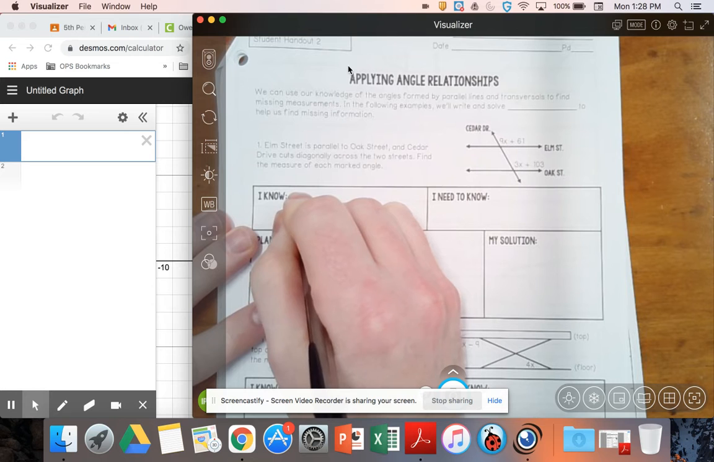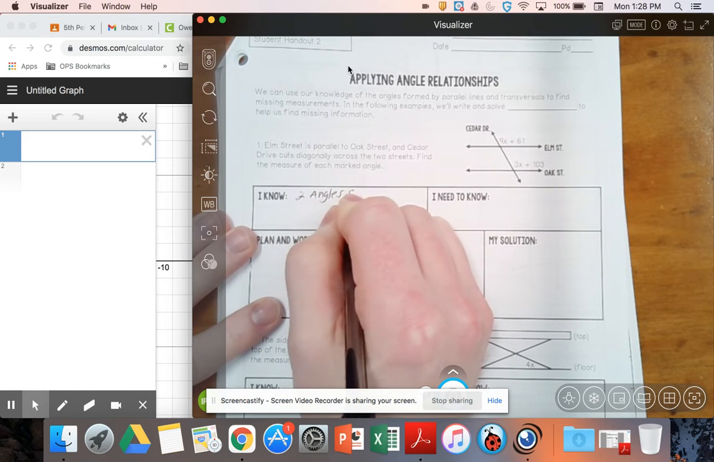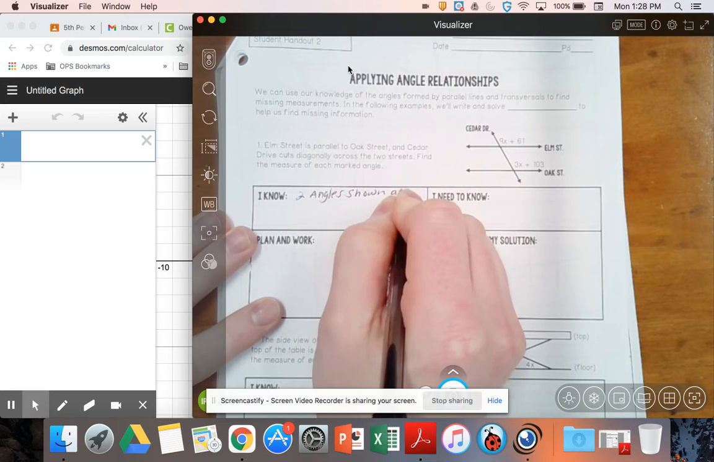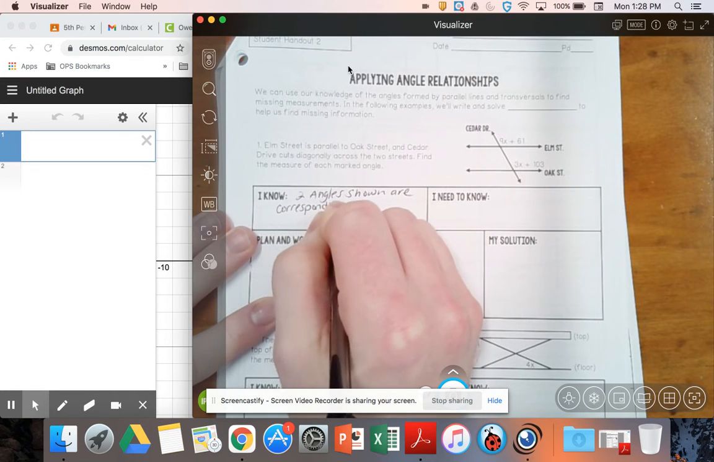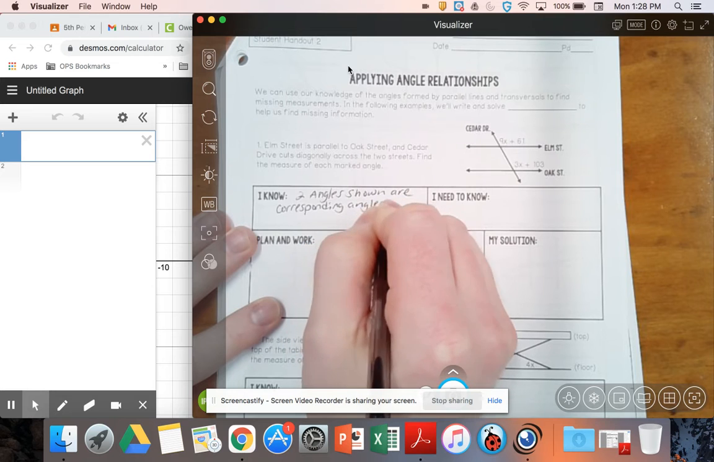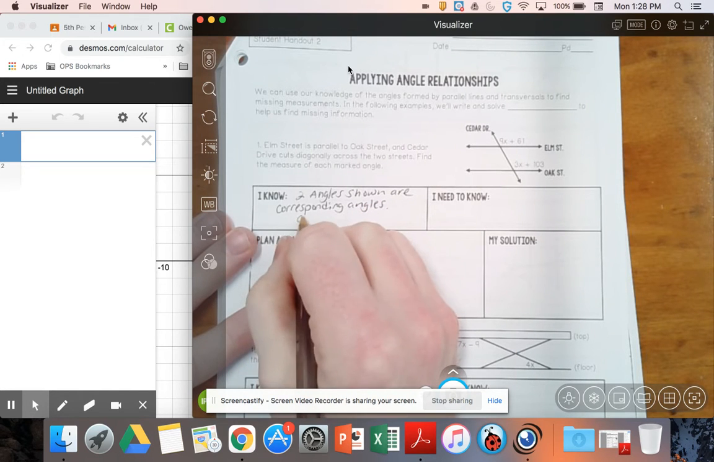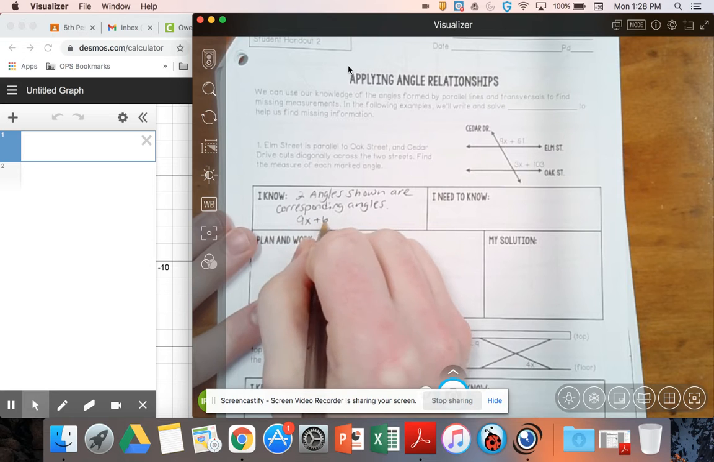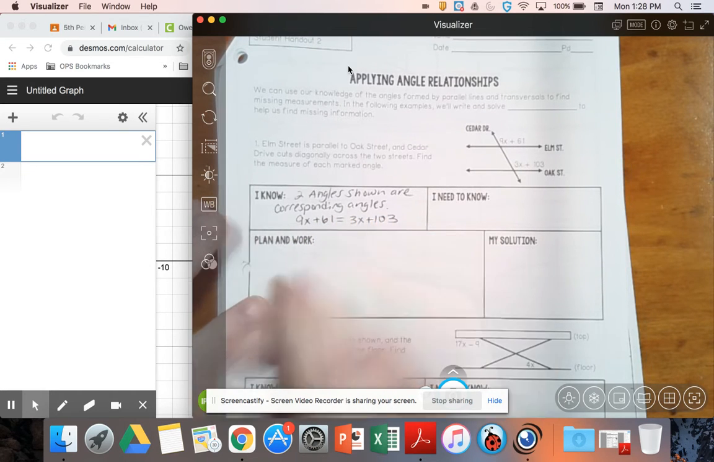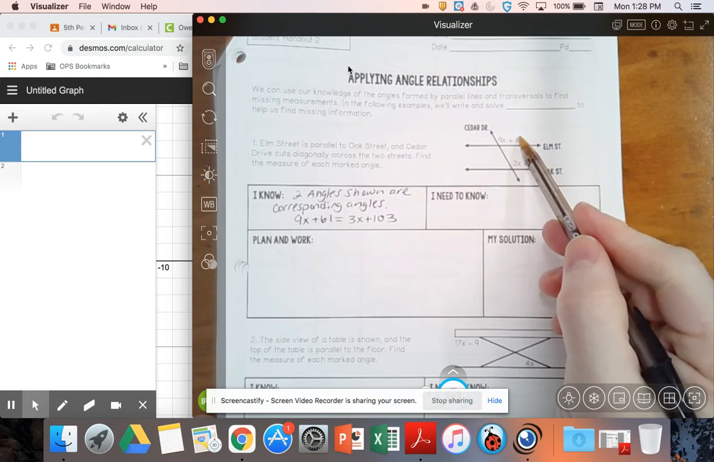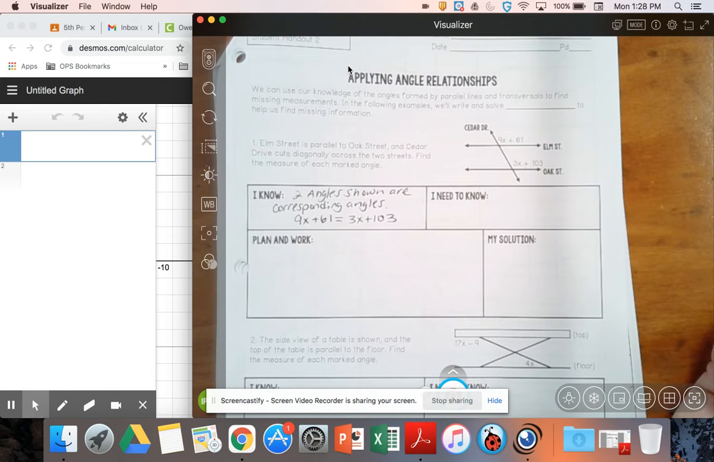So the two angles shown are corresponding angles. Okay, so what that means is that these two angles are equal to each other. They're both the same. So if this was 81, this has to be 81. If this was 100, this has to be 100 because they're corresponding.